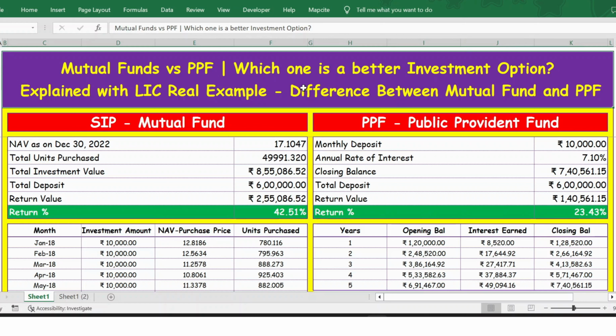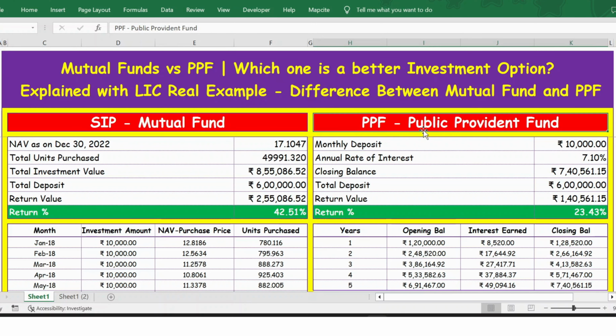Hello everyone. In this video, let's understand the difference between mutual fund and PPF, and let's also try to understand which one is a better investment option with the real life example of LIC. So we have SIP mutual fund, and this is for the 5-year period, and total return is 42.5%.